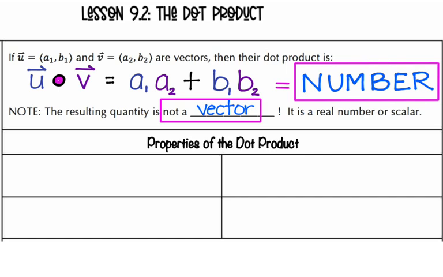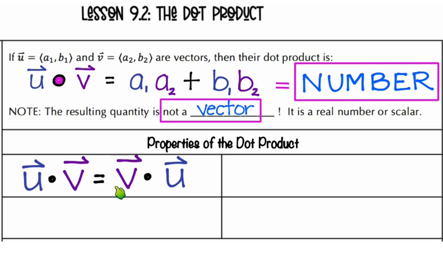We need to know some properties of the dot product, different things that happen with that operation. One is that it is commutative, meaning u dot v, and that's how you read this, u dot v, is the same thing as v dot u. It doesn't matter the order of the dot product. And it's not multiplication. Do not call it vector multiplication. It's called dot product, okay?